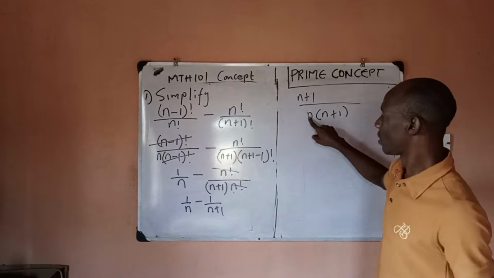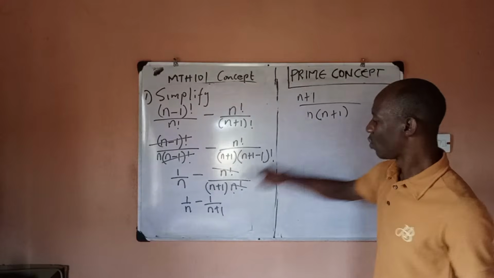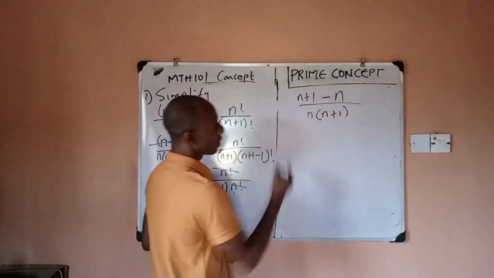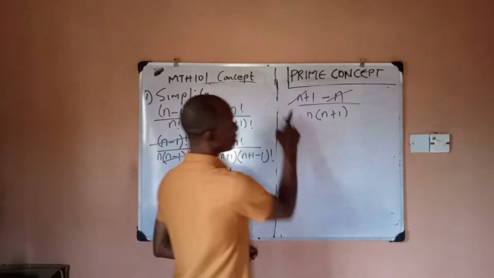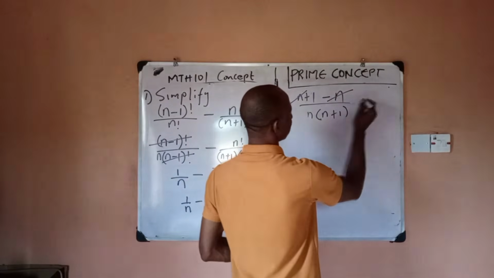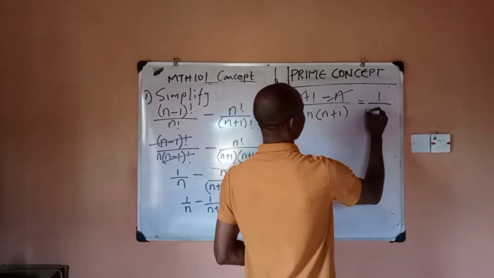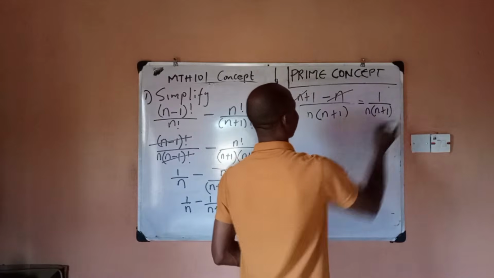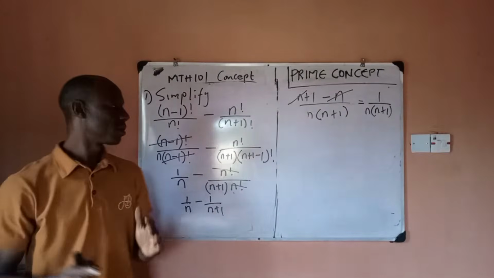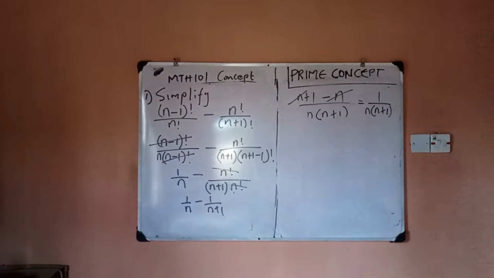You are left with only what? N. N will give you what? Minus n. So what do you think will happen? This will fizzle because n minus n will go. So you are left with what now? You are left with 1 over n into n plus 1. That is your answer. If it is clear, say move on. Move on quickly. Say move on, move on, move on.